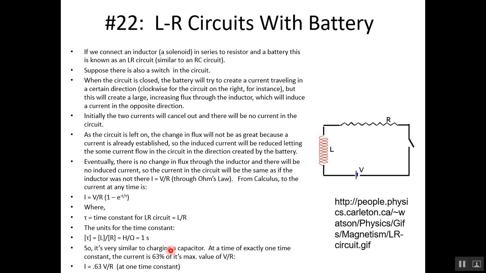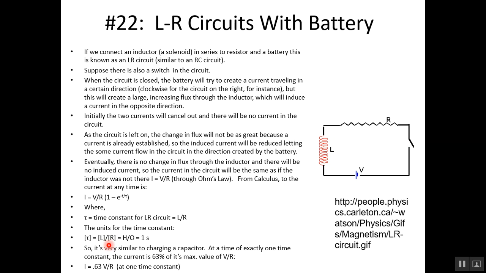Now, one more thing. If you wait exactly one time constant, just like for a charging RC circuit, you have 63% of the maximum charge in the capacitor, which you should know for next Thursday. Here you have 63% of the maximum current, which is V over R, right? 63% of V over R. So it's pretty similar to a charging RC circuit for this case here.